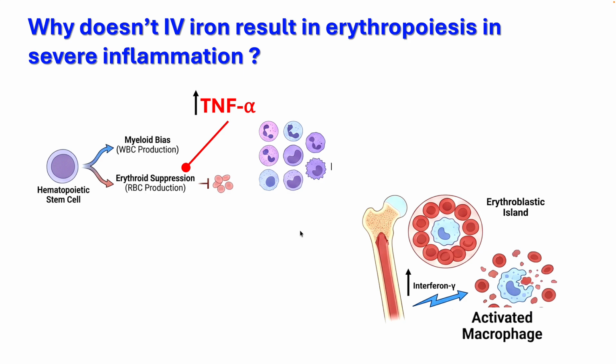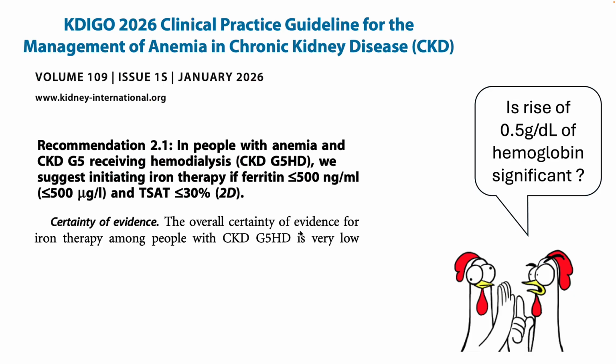These further increase the erythroid suppression and increase erythrophagocytosis. So, IV iron in septic individuals may not increase the hemoglobin levels as seen in a normal individual. In less severe inflammation, for example, CKD and heart failure, you might be able to make some red blood cells. But even then, the rise of hemoglobin is very low.